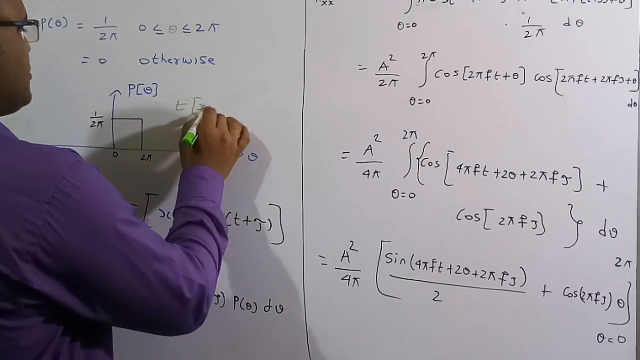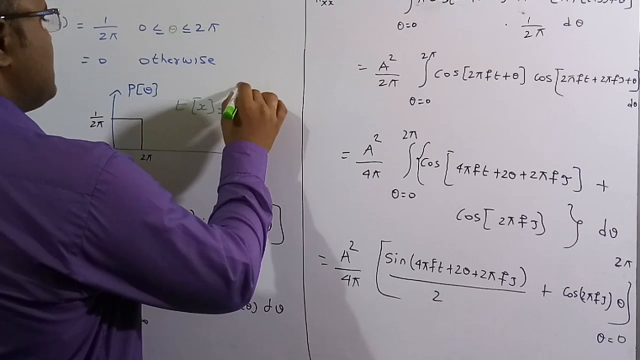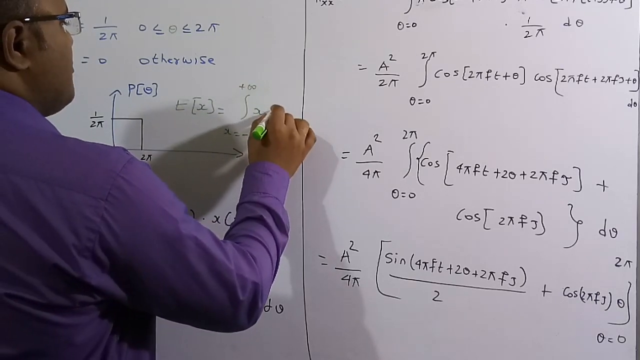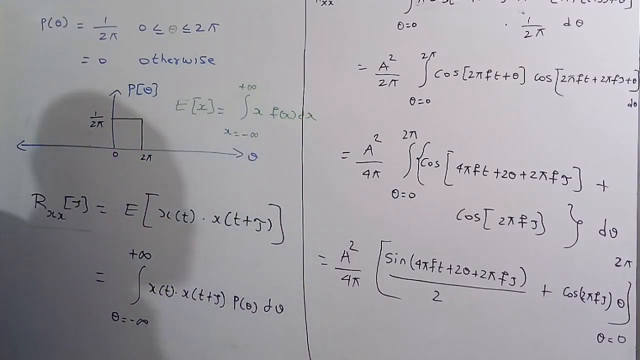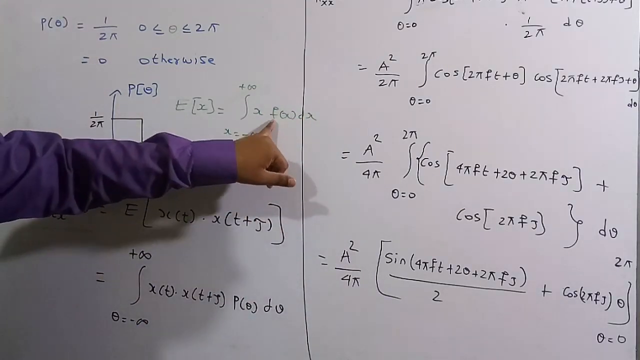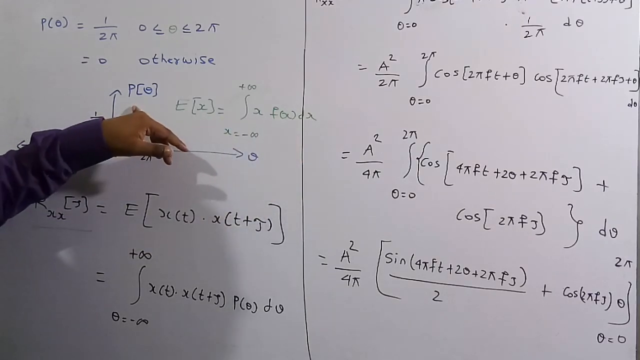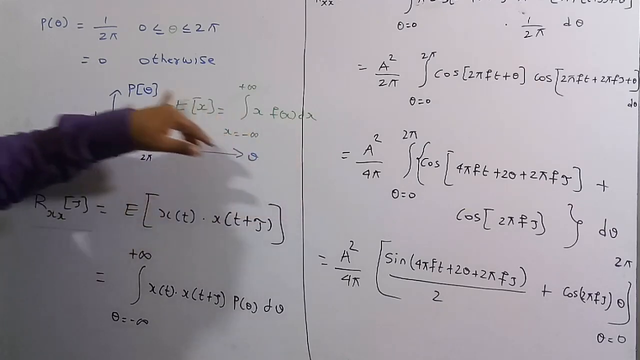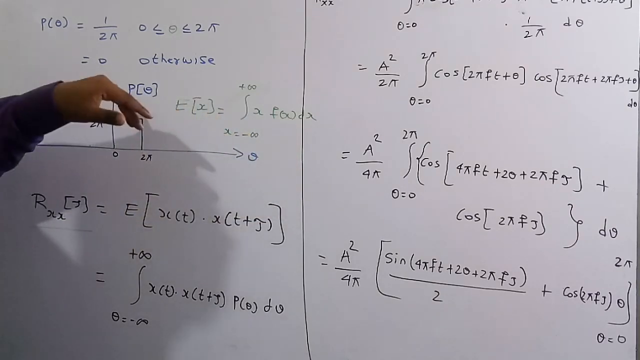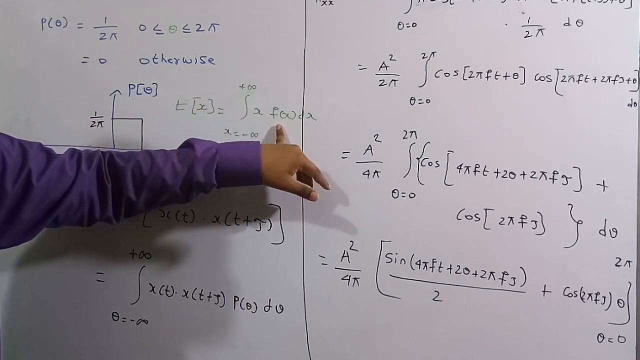The expectation of x formula is the integration, x equal to minus infinity to plus infinity, of x into the probability density function f of x into dx. This is the standard formula. Here f of x is called the probability density function, but I am going to replace it with another variable, p of theta. So f of x has to be replaced with p of theta, because in this question p of theta is given as the probability density function, but generally we have to take f of x.